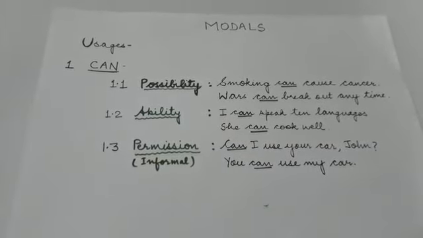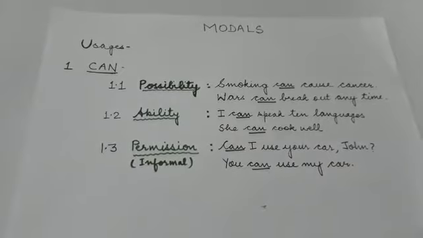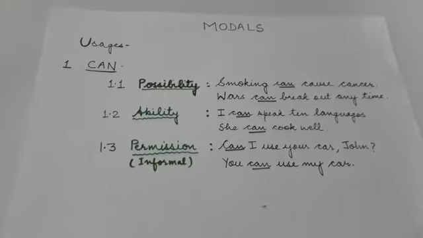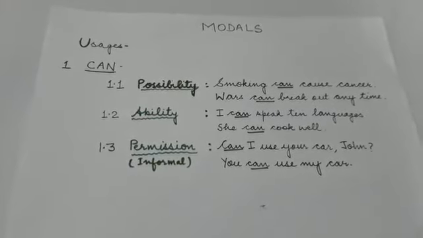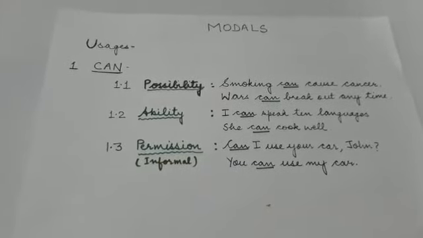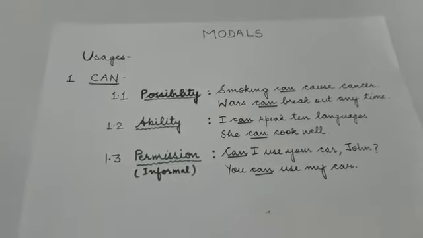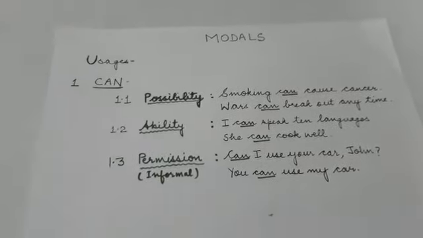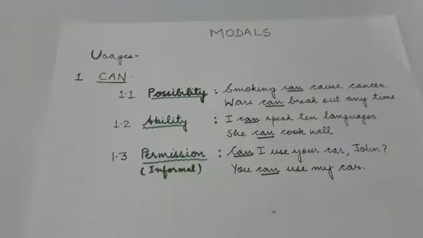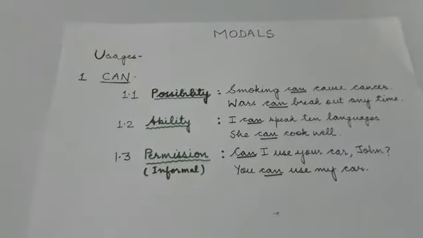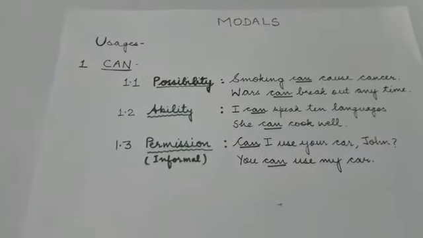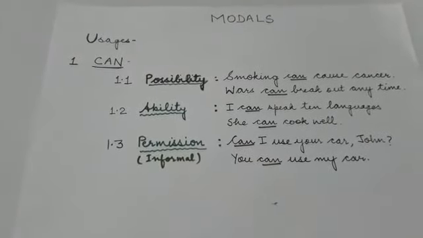Now let's have a look at the second notion expressed by can. It is ability. We can use can to talk about present or general ability, to say that we are capable of doing something. So let us have a look at the examples. I can speak 10 languages. She can cook well. So in these examples we can see that it talks about the present ability.